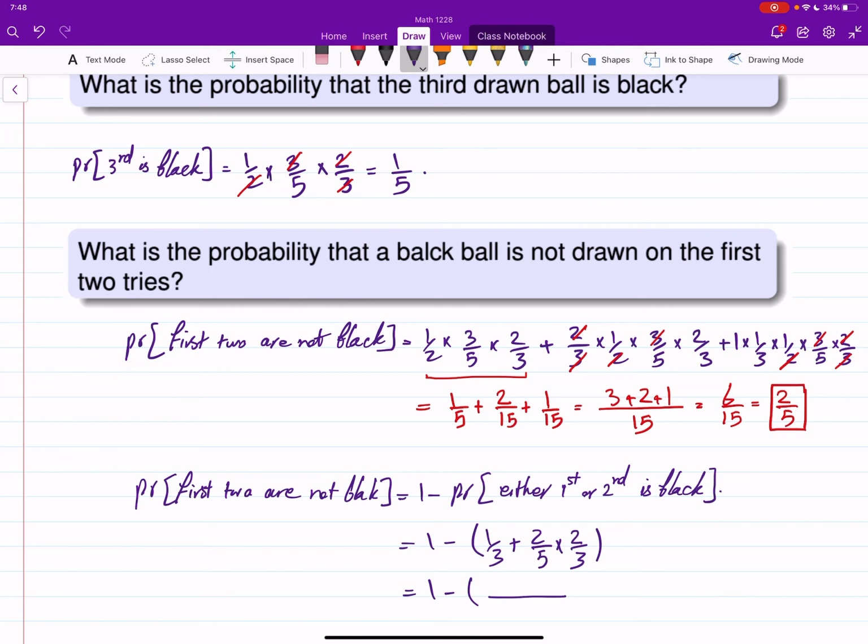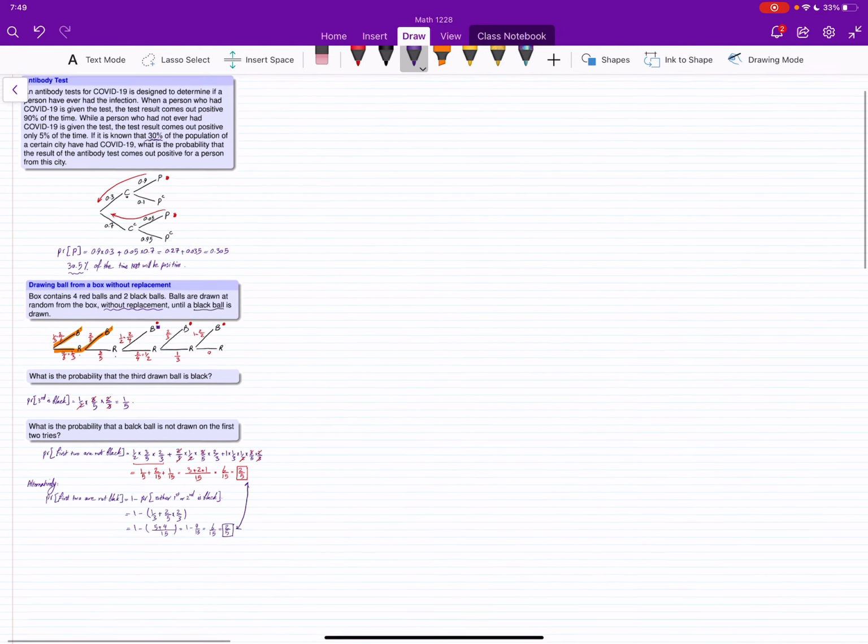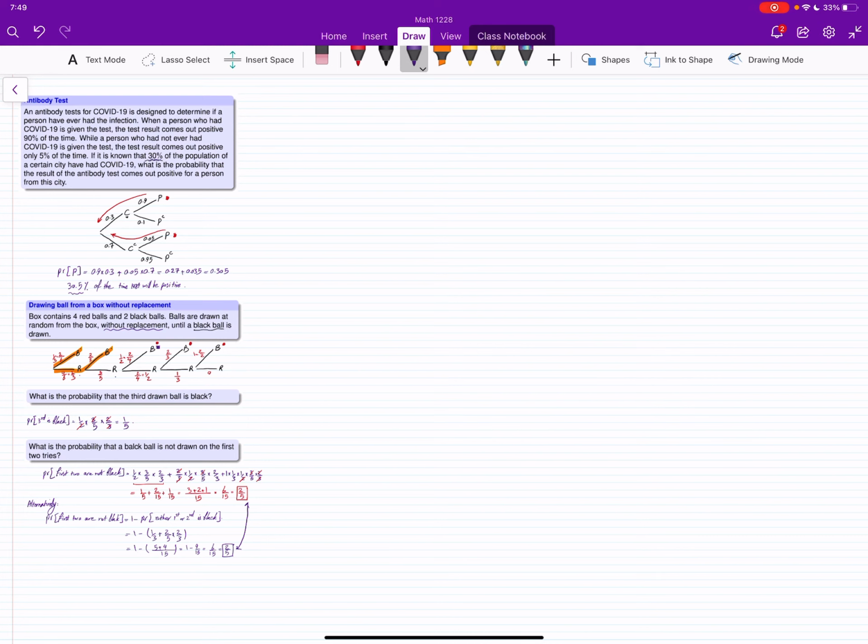Here, okay, I take common denominator 15, plus, that is 4. And that will give me 1 minus 9 over 15, which is 6 over 15, and that's 2 over 5, as we were expecting, and we got that from a different method. So this is an alternative way of finding that. Okay. So these were examples, and you see, once you set up the tree, then the rest is very easy when you're dealing with stochastic processes.